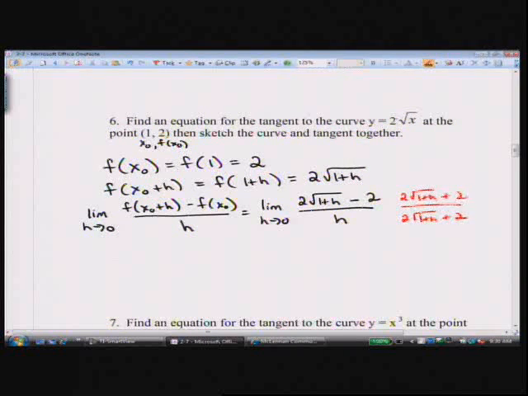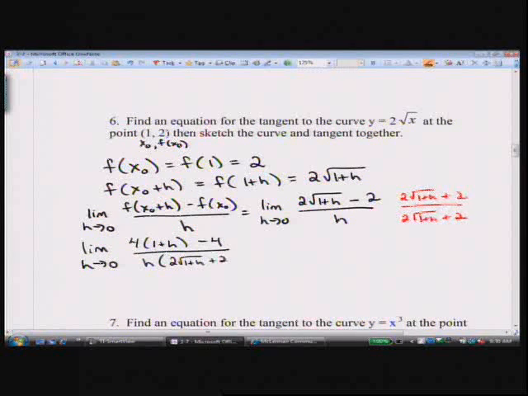Okay, now you'll FOIL or clean this part up, and so you'll get the limit as h goes to 0 of, this will be 4 times 1 plus h, and the middle terms fall out because that's the whole beauty of it, and then it's going to be minus 4 all over, this is going to be h times 2 square roots 1 plus h plus 2. So this is the limit as h goes to 0 of 4 plus 4h minus 4 over h times 2 plus the square root of 1 plus h plus 2.